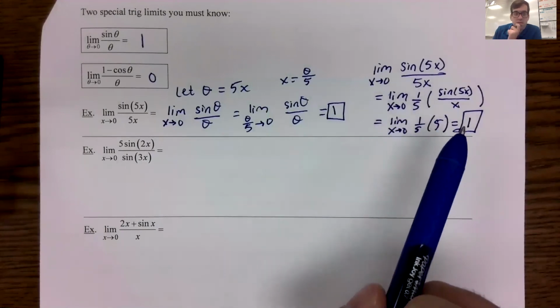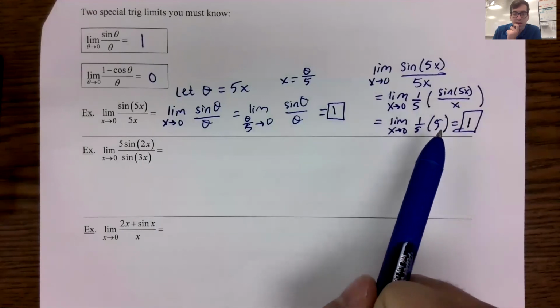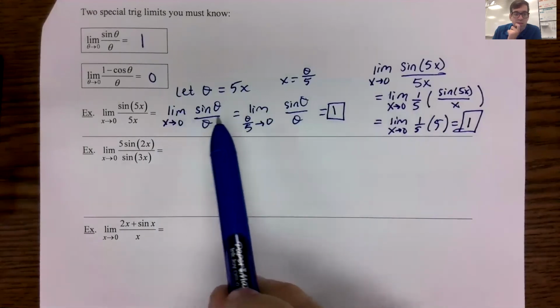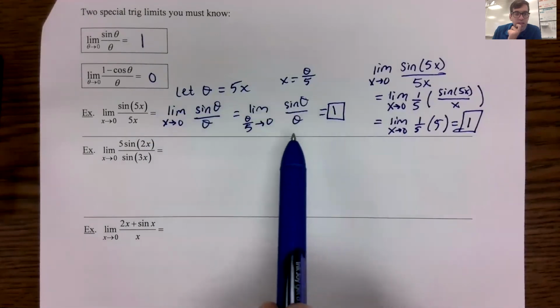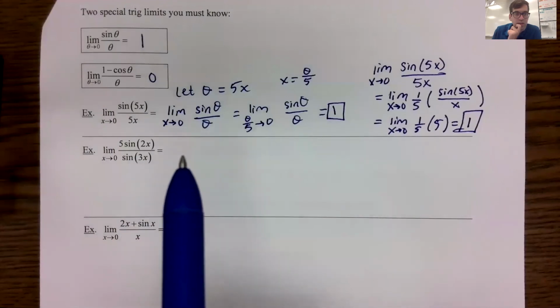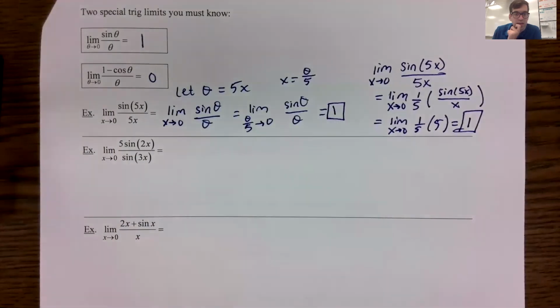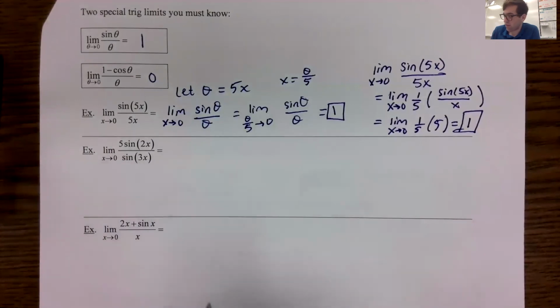So I don't really like the way that that worked out. I like this one more. This, we just kind of change it so that it looks like this original trig limit definition up here. And that made it equal 1. Okay, so I think we should stick with this one. But let's keep going. The limit as x approaches 0 of 5 sine of 2x over sine of 3x.